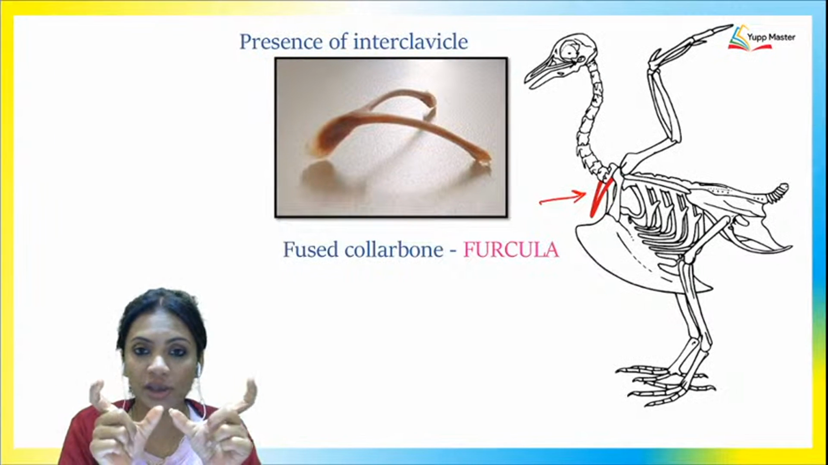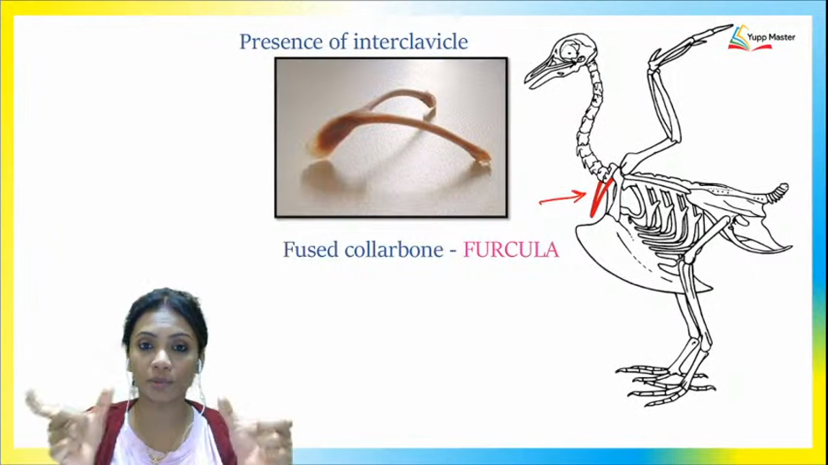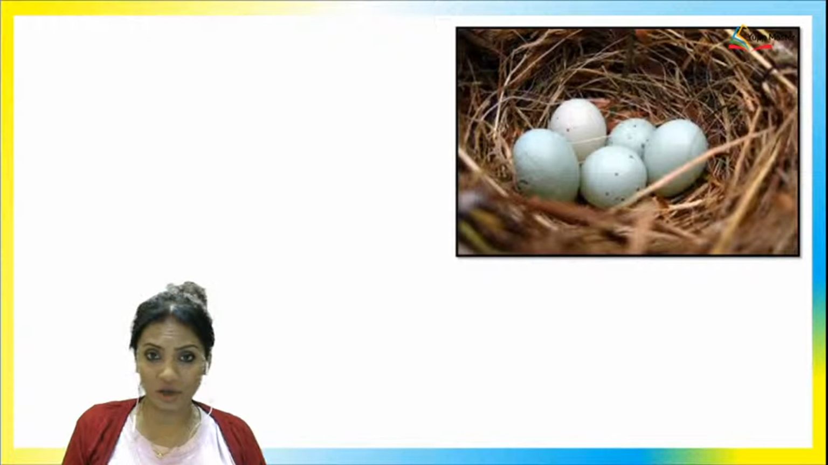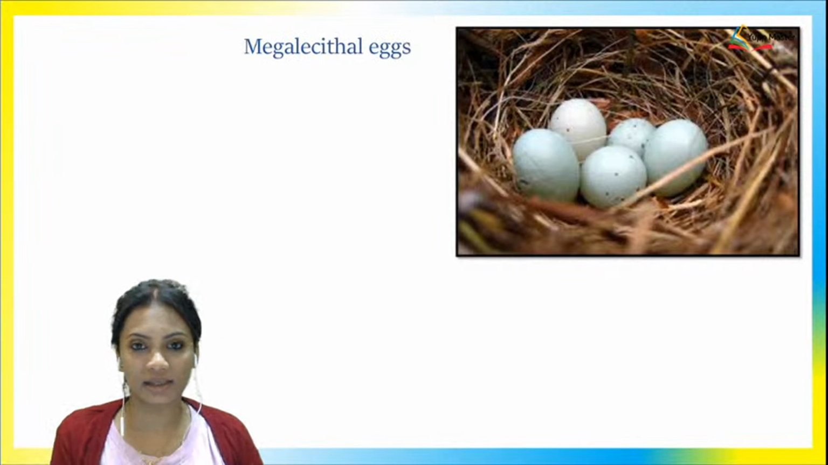It is actually the joining, or the fused collarbone. How we have two collarbones separately, it's not like that, okay. Talking about the eggs of the class Aves, they have megalecithal eggs.